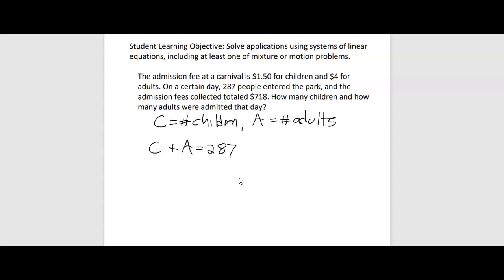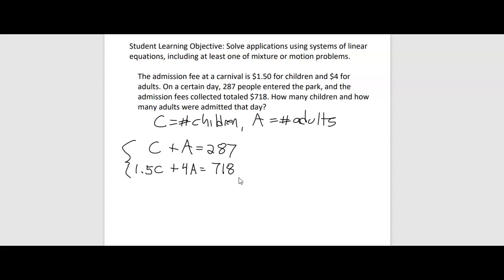Now each child brought in $1.50 into the grand total. So 1.5 times C would represent how much money was brought in by all of the children. A is the number of adults. If we multiply that by 4, we will find out how much money was brought in by the adults. So if we add these together, that should account for the total amount of fees collected. That is the $718. So we have a system of two equations and two variables.